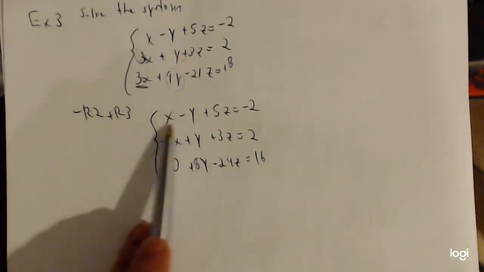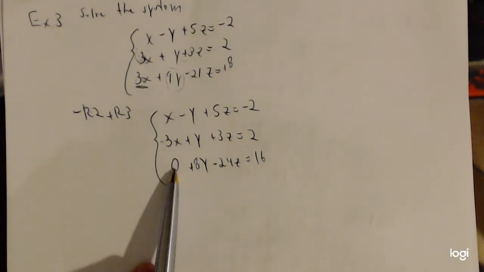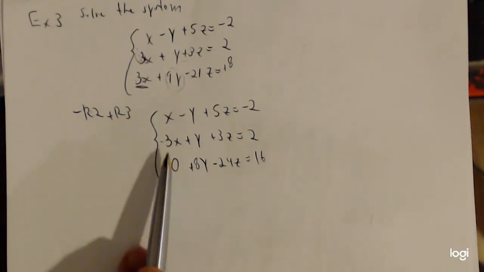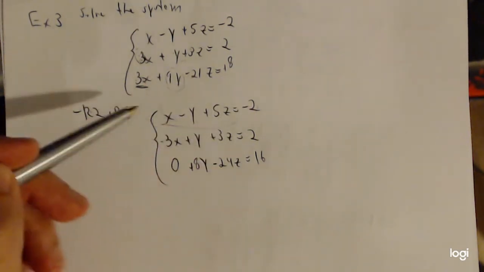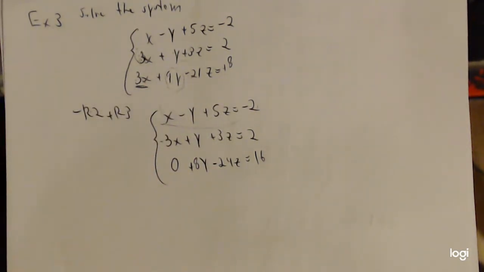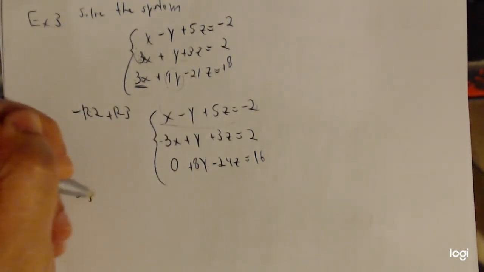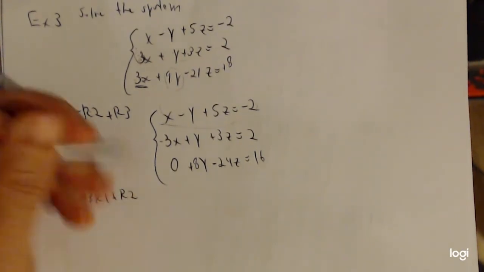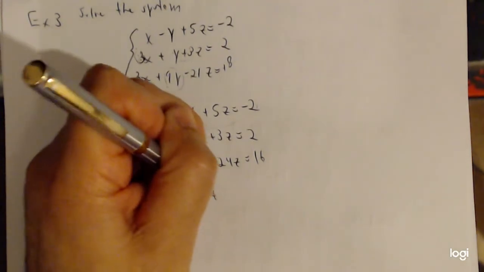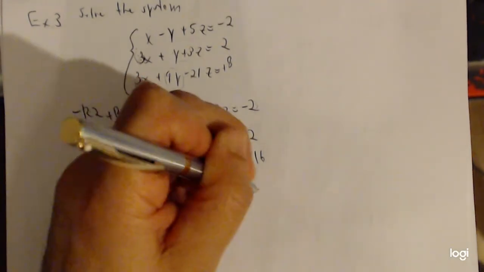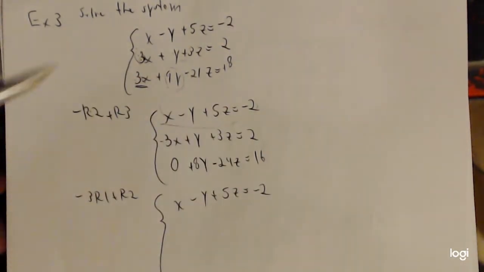Okay? Now, to turn this into a 0, what am I going to do? Now, I have to use row 1, because obviously I'll never be able to use the 0 to get a negative 3 out of. So I'm going to grab the first row and multiply it by negative 3. So negative 3 row 1 plus row 2. What will that give me? I'll get x minus y plus 5z equals negative 2. And then what will this be?